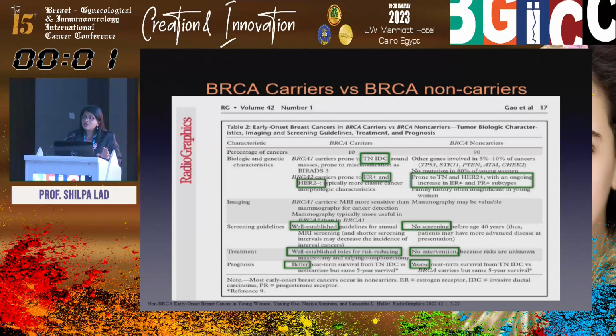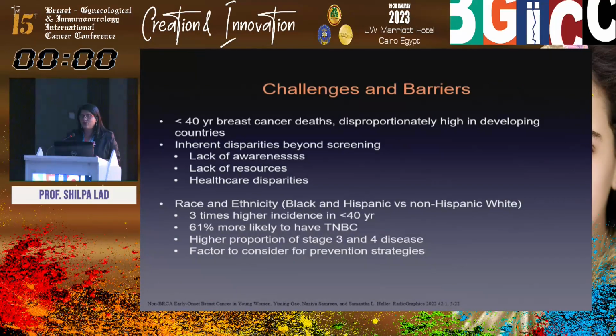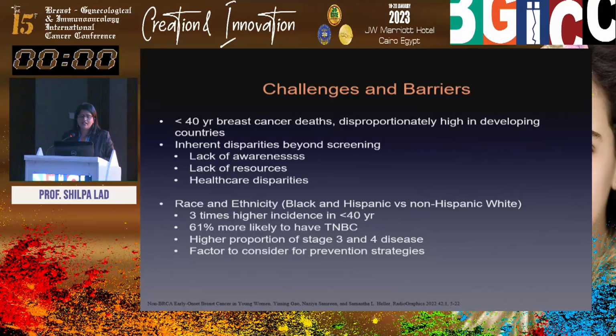Prognosis, because of all this surveillance in the high-risk BRCA carrier group, is good because they're constantly under surveillance. But in the non-carrier group, the prognosis is worse, simply because they are caught at an advanced stage and they have aggressive tumors. So what do we do? What are the challenges and what are the barriers?